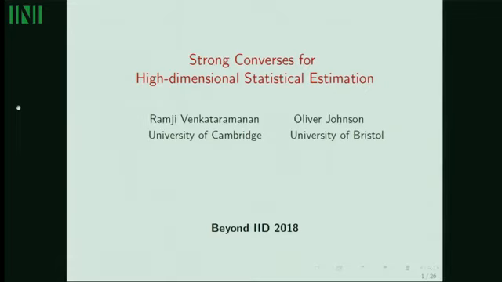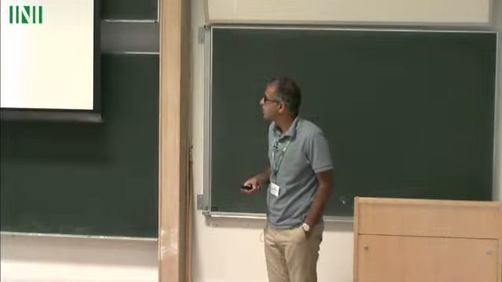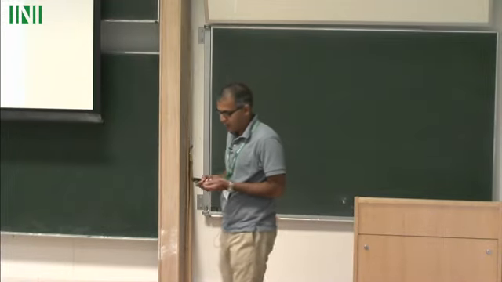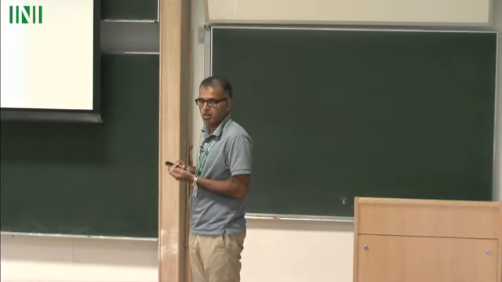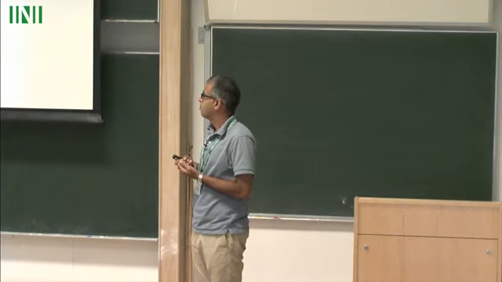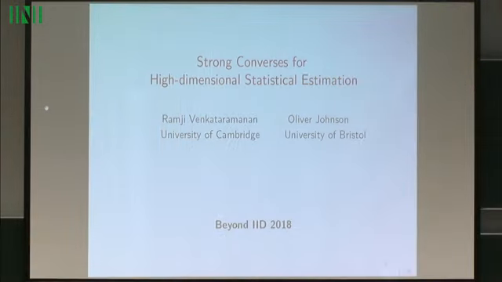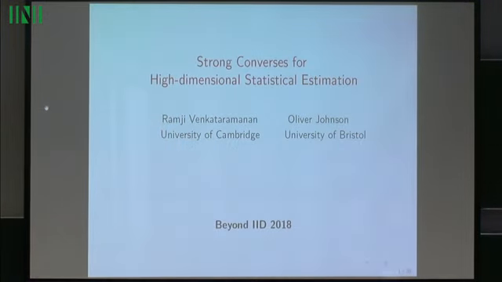So this is a talk about converses for statistical estimation problems. Given an estimation problem, and you come up with some estimator, we'd like to know lower bounds on the performance of any possible estimator. So we call it converse here.